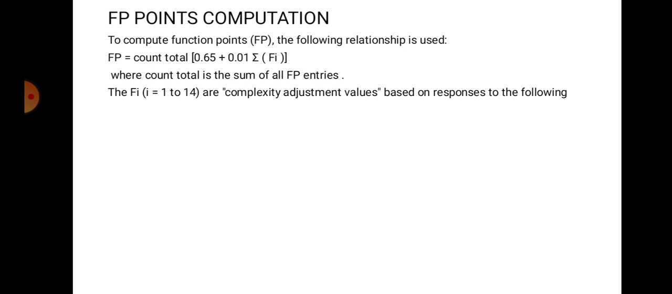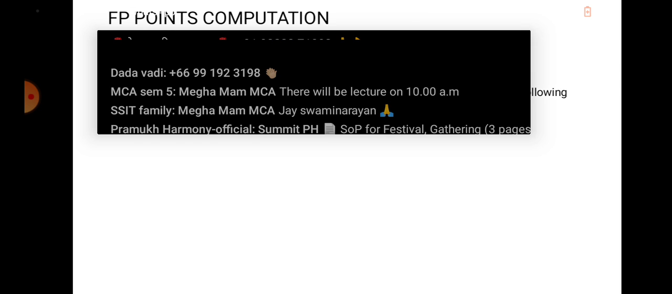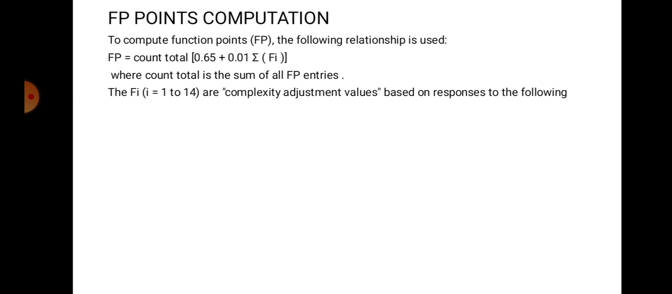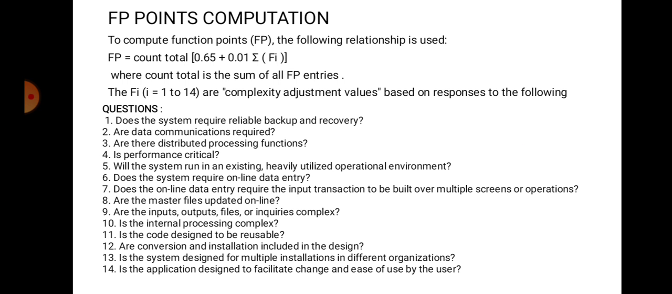So what is the FP? Here the total count is the sum of all FP entries. FP is our function point, and we are using the total count, which is nothing but the sum of all function point entries. The Fi, where i is equal to 1 to 14, are complexity adjustment values based on responses to the following questions, which we need to ask.